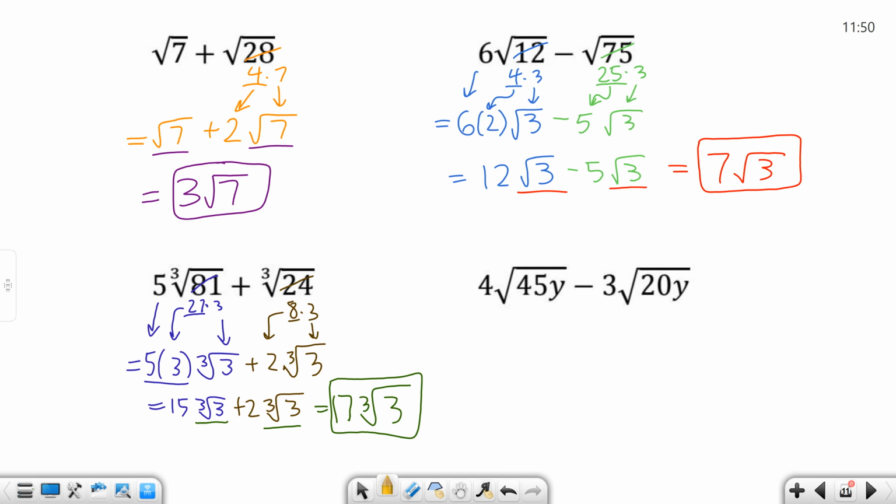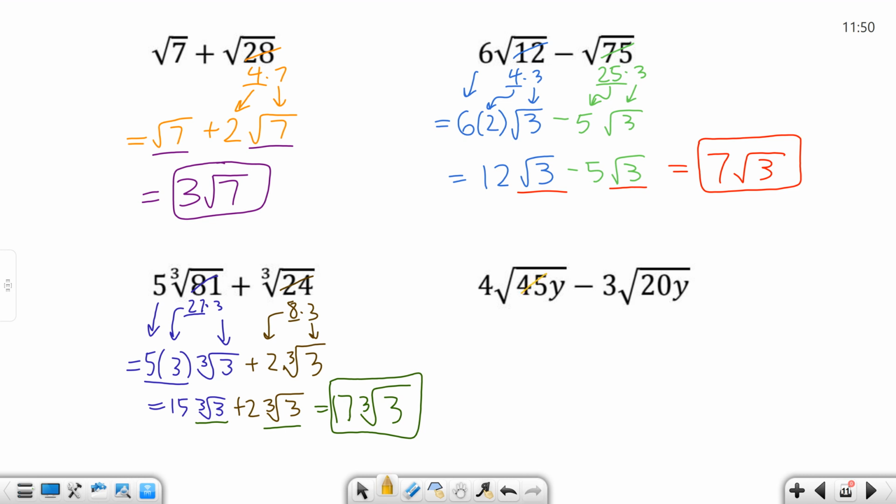And then we look at this one, 4 times the square root of 45y minus 3 square root of 20y. Again, they're not like terms to start with. So can I simplify 45? And then also, can I bring any y's out? Well, for the y's, this 2 is here and the 1 is smaller. You can't bring any y's out. Same thing over here. So let's just focus on the numbers.